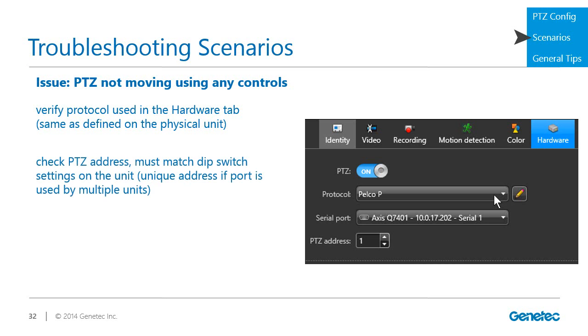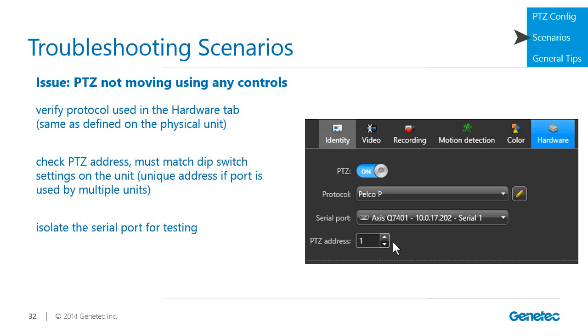Also from the same place, make sure we have the correct PTZ address selected. The commands may be getting through to the unit, but if the address is not correct, they will be ignored. The address is also something that's usually configured using dip switches on the analog hardware. If you're connecting multiple units to one serial port, make sure they all have a unique address. Now, while troubleshooting one PTZ motor connected to a shared serial port, it would also be a good idea to connect only that unit to the serial port while we're testing it out.